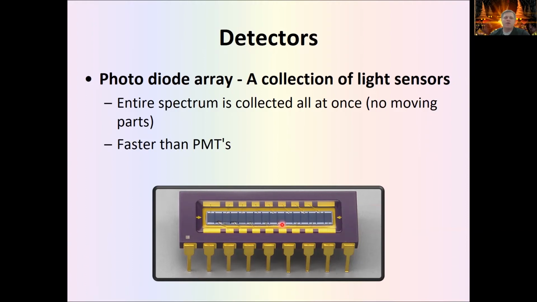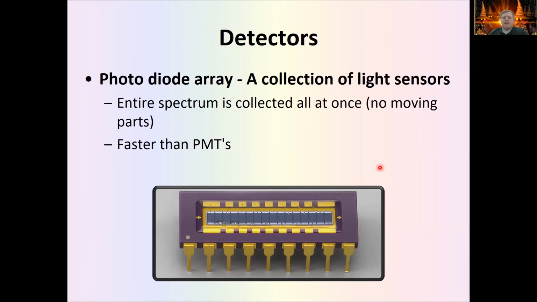With a photodiode array, and this one only shows a few diodes, in reality these usually have hundreds or thousands of diodes lined up in an array or in a row. You can collect the entire spectrum all at once because the entire spectrum just hits it. So you actually don't have a second slit. You just have that first one in front of the light source. So these are a lot faster than PMTs because you can measure everything at once.